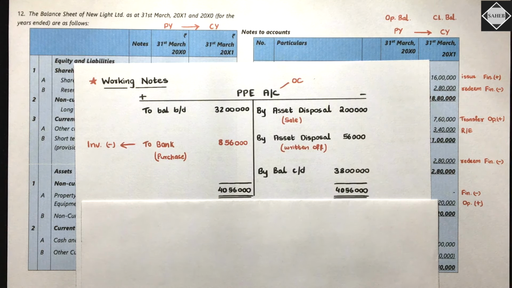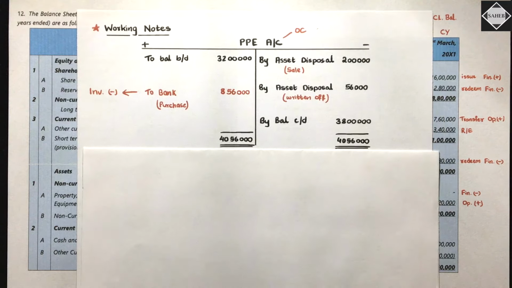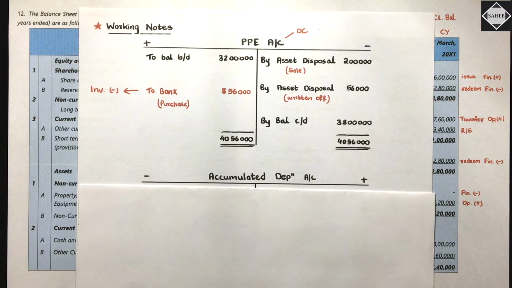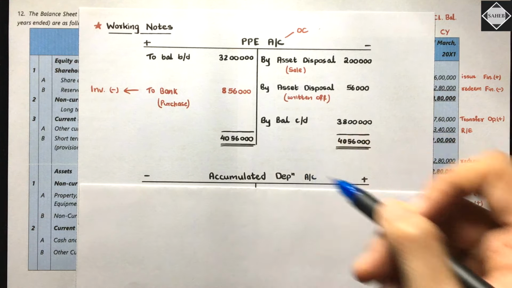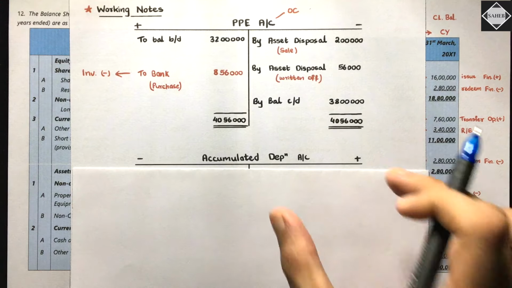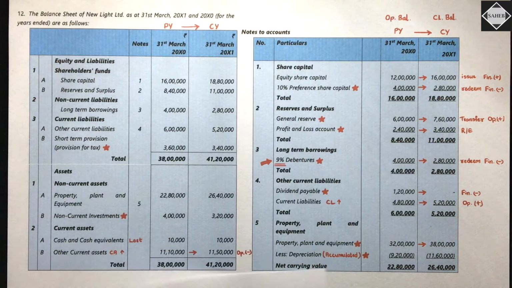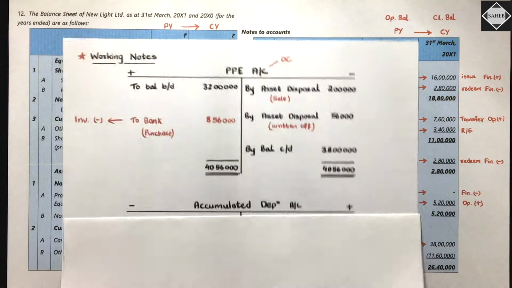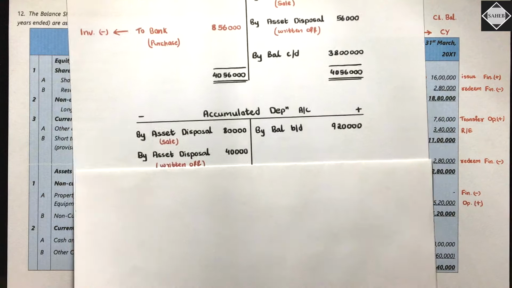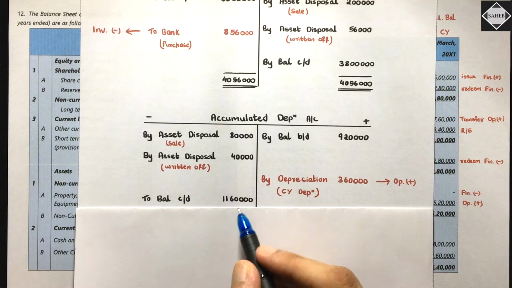After this, we open the accumulated depreciation account or provision for depreciation account, which has a credit balance. So the opening balance is on the credit side, the closing balance on the debit side. See here, accumulated depreciation opening balance is 9,20,000, closing balance is 11,60,000.